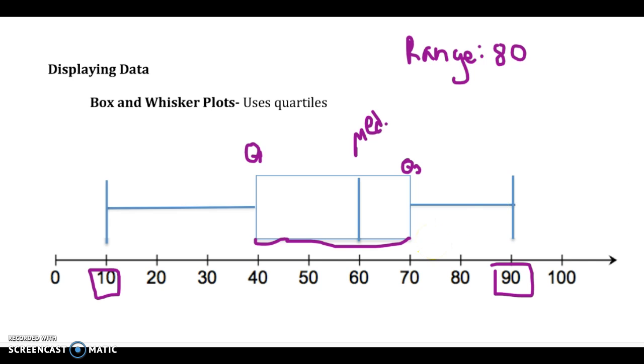So just a little bit about our box and whisker plots and how we use those quartiles for things. And then our median obviously is 60. Don't forget that. So a lot of times we talk about our 5-number summary of a set of data. So that's going to include your minimum and your maximum, your range, and then usually your median and your Q1 and Q3. So just think about those things as you are moving forward.